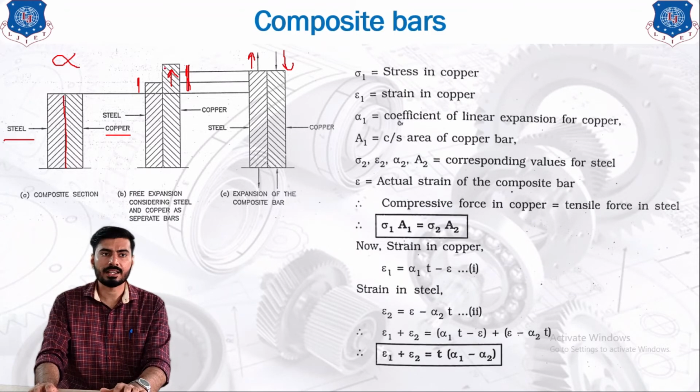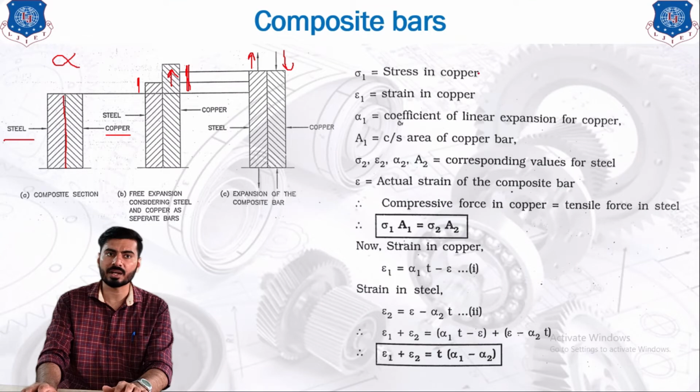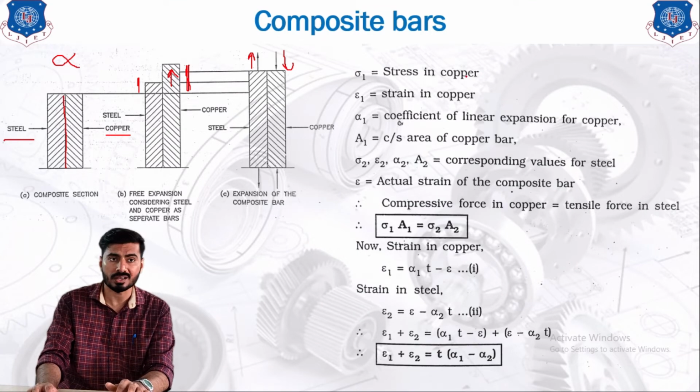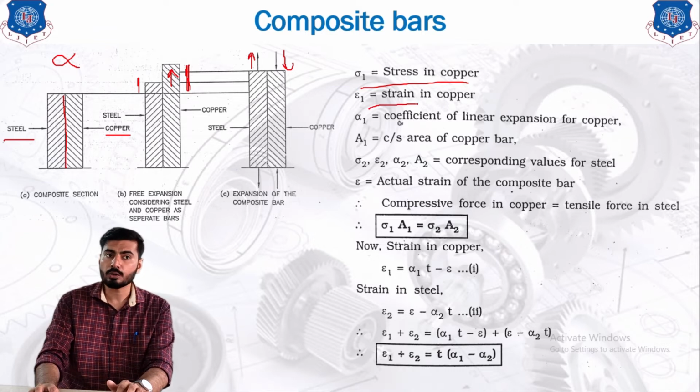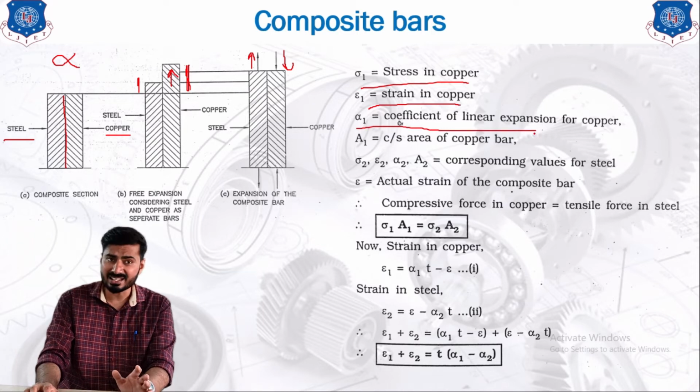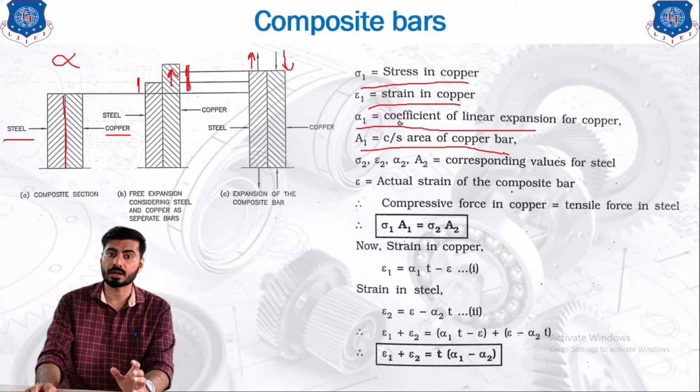So let's get started with the nomenclature that we have used in this particular concept. Sigma 1 is the stress in the copper material, epsilon 1 is the strain in the copper material, alpha 1 is the coefficient of thermal expansion or linear expansion for the copper material, and A1 is the cross section area of the copper bar.